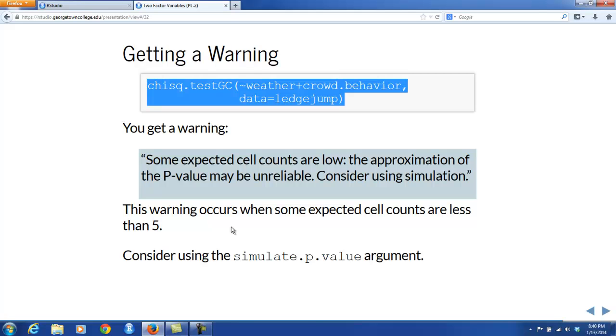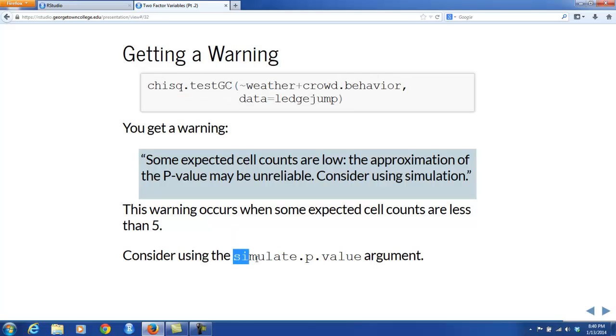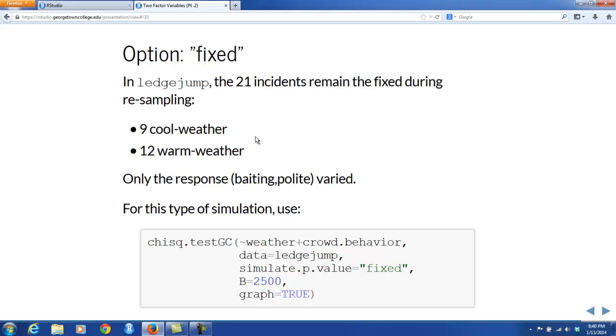You'll be glad to know, though, that you can do your simulation quite quickly. You don't have to keep pushing a button to get one resample at a time. You can get thousands of them all at once if you use a new argument to your chi-square.testgc function called the simulate.p.value argument. Here's how we'll develop the code.